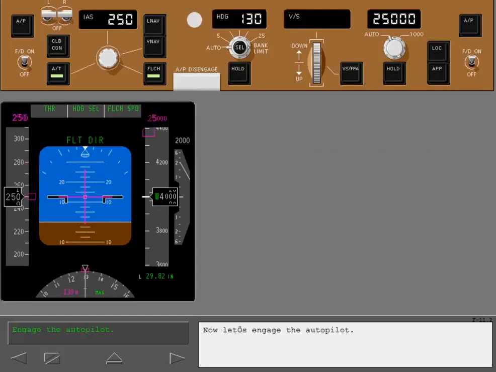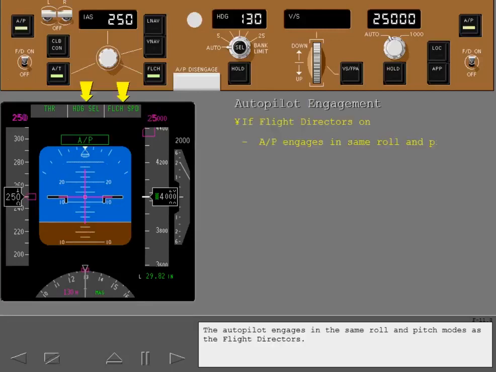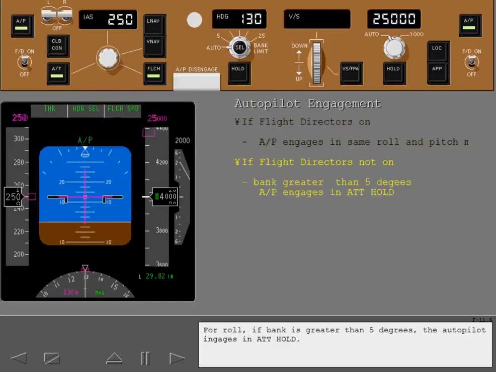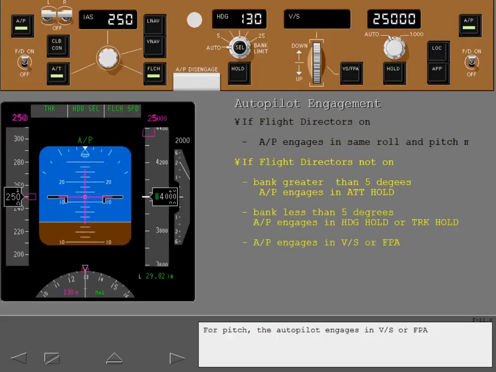Now let's engage the autopilot. The autopilot engages in the same roll and pitch modes as the flight directors. If the flight directors are not on, the autopilot engages in the following modes. For roll, if bank is greater than 5 degrees, the autopilot engages in attitude hold. If bank is less than 5 degrees, the autopilot engages in heading hold or track hold. For pitch, the autopilot engages in vertical speed or flight path angle.